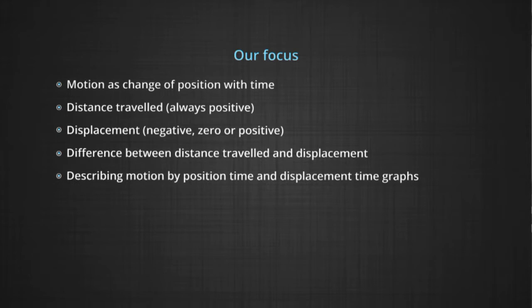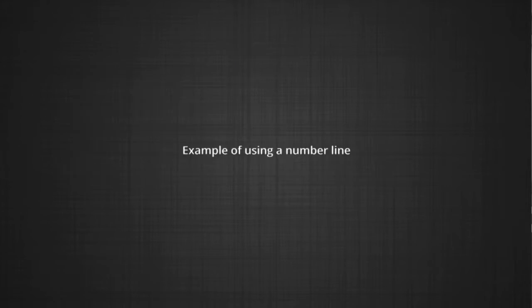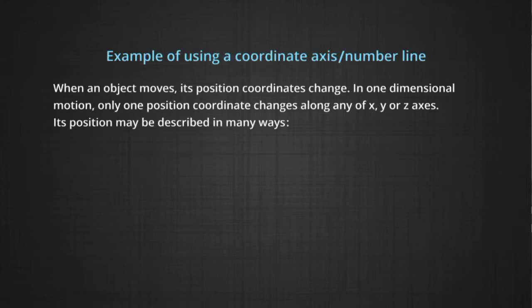We can describe motion by position time and displacement time graphs. We are going to take an example using a number line. When an object moves, its position coordinates change. In one-dimensional motion, only one position coordinate changes along any of the x, y or z axis. The position may be described in many ways.